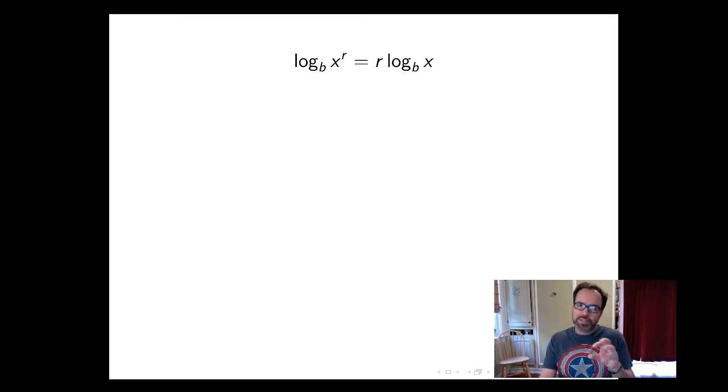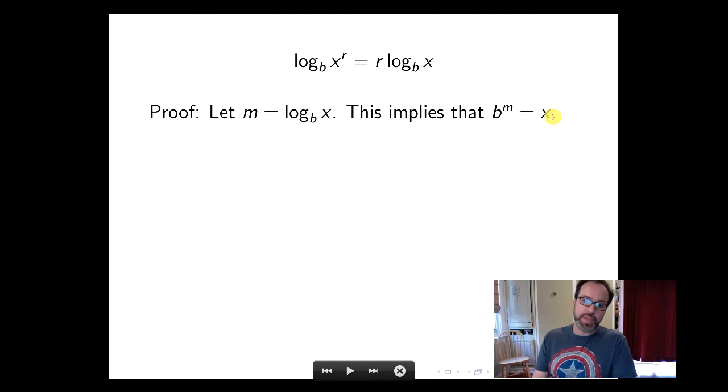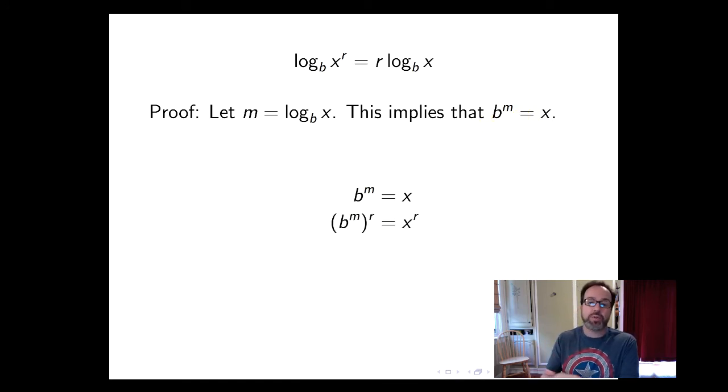We're going to see a very similar proof to the previous two, slightly different. This time I only need one logarithm, so I'm going to let m be the log base b of x. Rewrite that in exponential form. b to the m is equal to x. And then I will start with that equation in exponential form, and I'm going to raise both sides of that equation to the r power, which is something that I'm totally allowed to do.